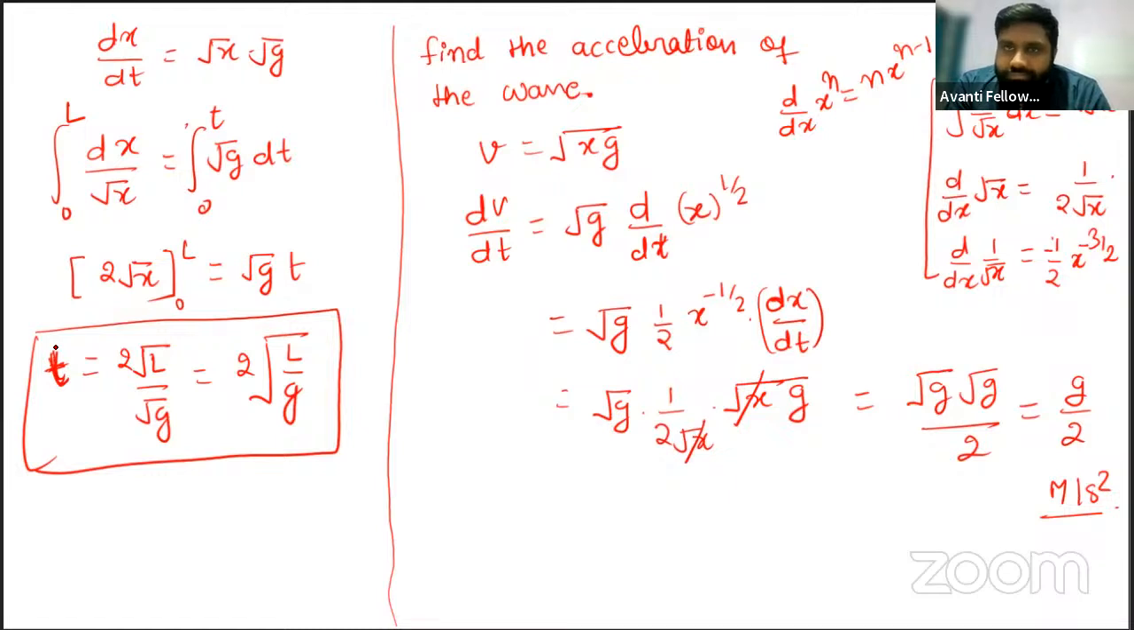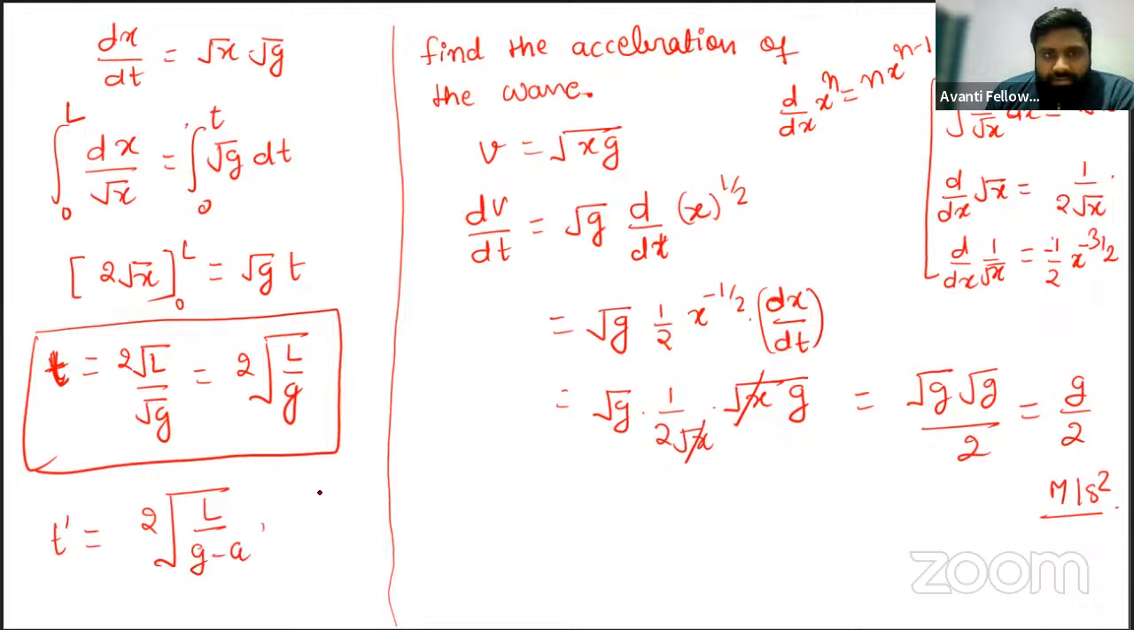Okay. So I am writing two options here. You need to choose one of them. If the whole setup is moving up, the new time period T dash will be 2 root L upon g minus a, or g plus a. So which one is correct? This is option 1, this is option 2.